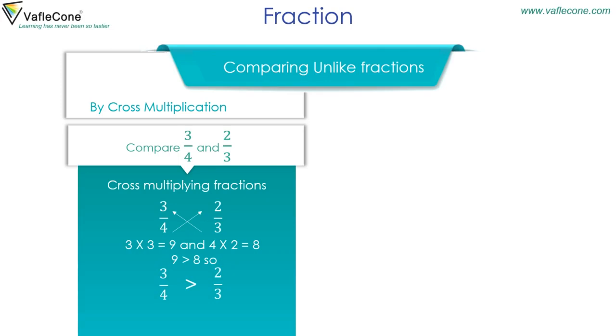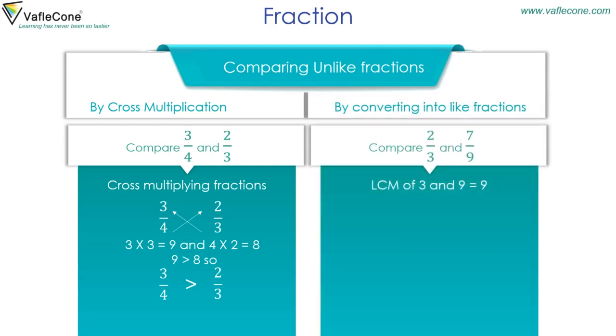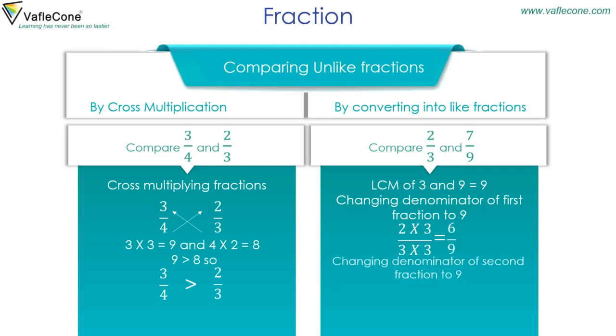By converting into like fractions, compare 2 by 3 and 7 by 9. LCM of 3 and 9 is 9. Changing the denominator of the first fraction to 9, 2 into 3 by 3 into 3 is 6 by 9. Changing the denominator of the second fraction to 9, 7 into 1 by 9 into 1 is equal to 7 upon 9. So 7 is greater than 6. So 7 by 9 is greater than 2 by 3.